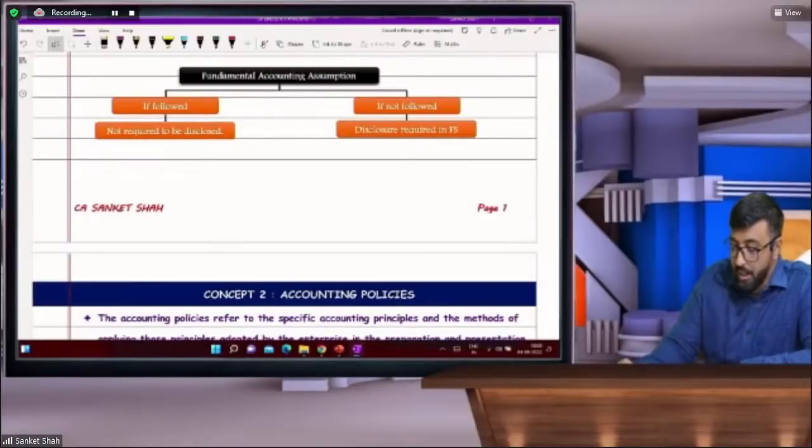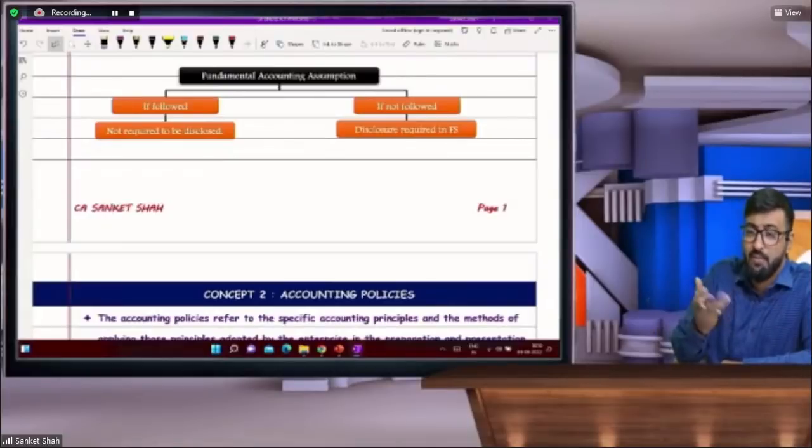Okay, so fundamental assumptions, remember this. If you are following these fundamental assumptions, you don't have to write it in the notes to disclose, because it is assumed. So for example, in simple language, if I will give you these wordings.